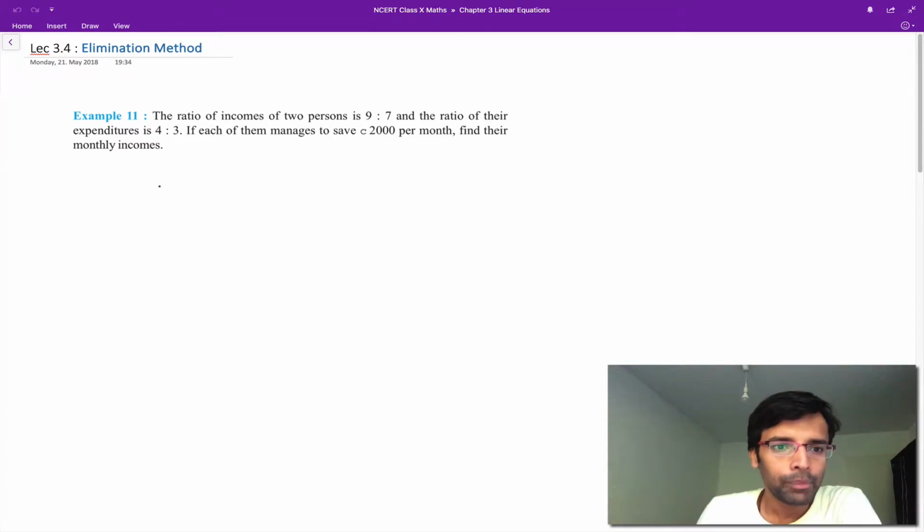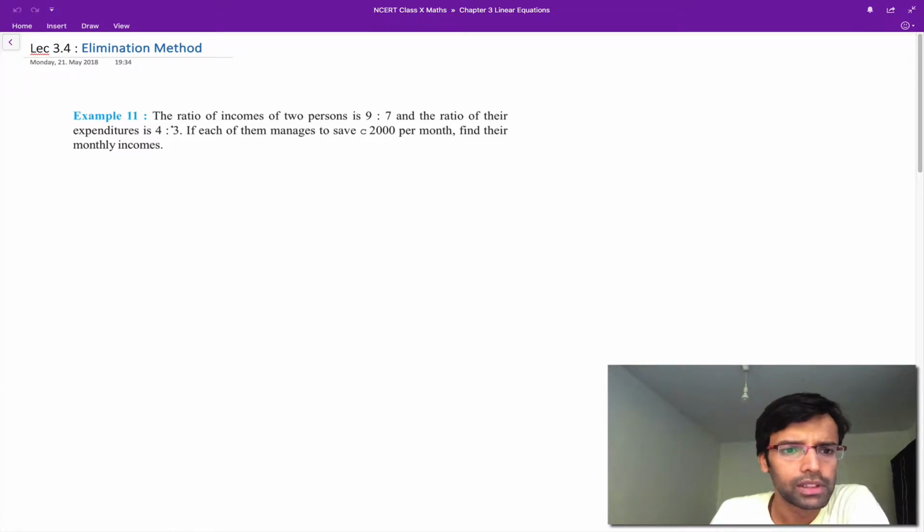Guten Morgen. So today let us continue with another method called the elimination method to solve a pair of linear equations. In this method, as the name suggests, we will be eliminating one of the variables and solving for the other. Let us start with an example.